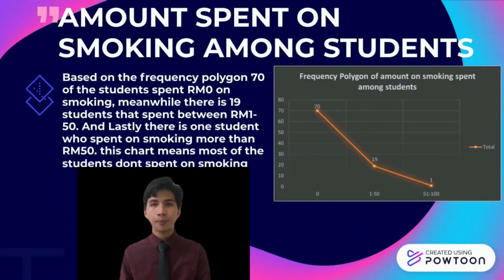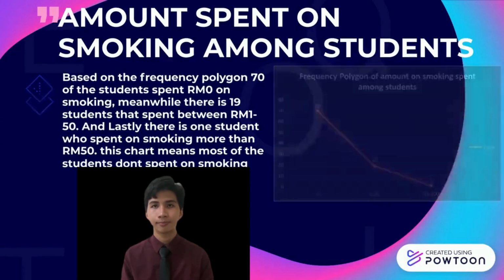Based on the frequency polygon, 17 of the students spend 0 ringgit on smoking. Meanwhile, there are 19 students who spend between 1 ringgit and 50 ringgit. And lastly, there is 1 student who spends more than 50 ringgit on smoking. This chart means that most of the students don't spend on smoking on a daily basis.